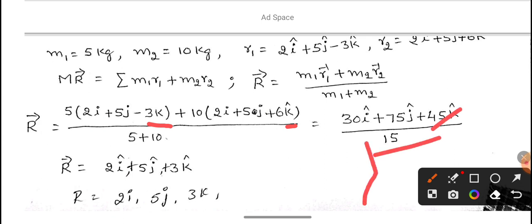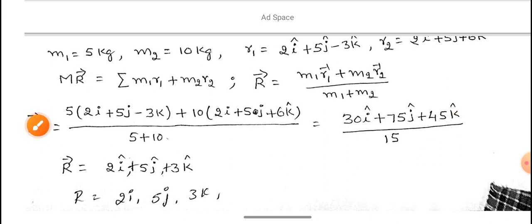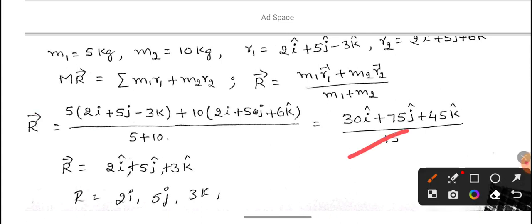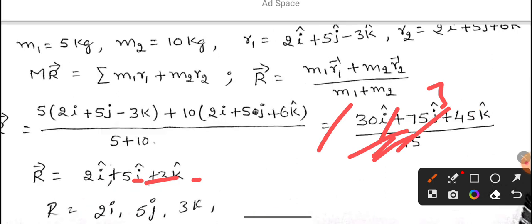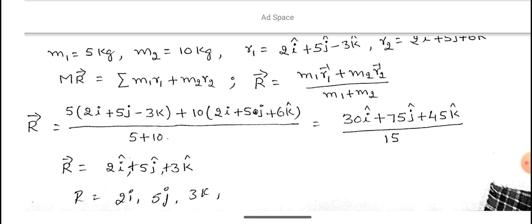So the value is 2i, 30 divided by 15 is 2, 75 divided by 15 is 5, and 45 divided by 15 is 3, so the value will be 2i plus 5j plus 3k. That is how you get the value.